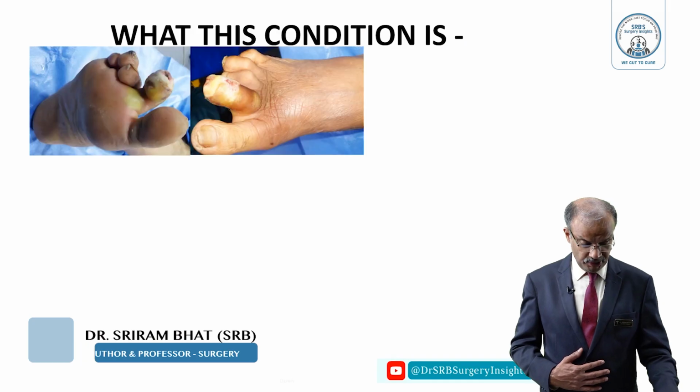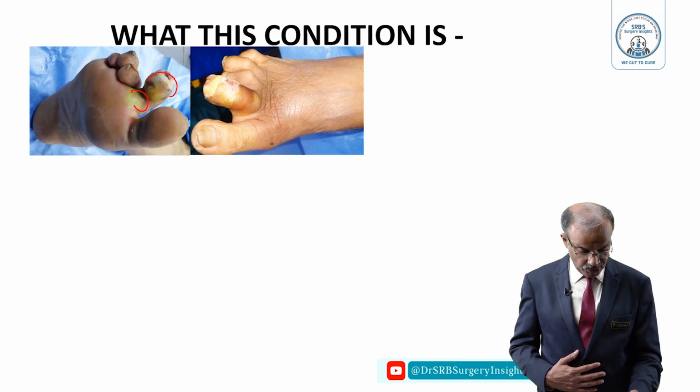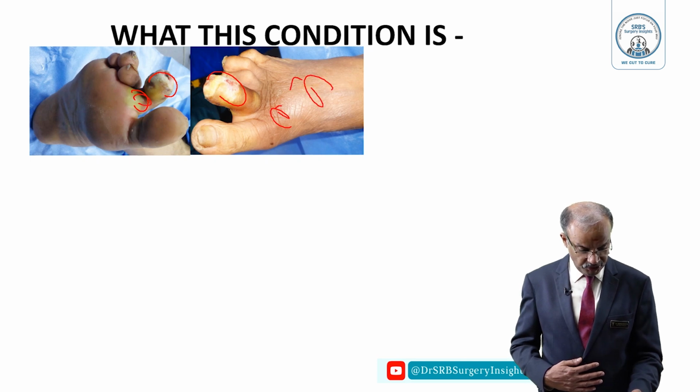Dear students, we'll discuss a topic which is very common, especially in the limb. What is this condition? Look at this. See that there is an abscess. This toe is not good. It's ischemic here. There is inflammation here. Redness is there. See that pus is here. This toe is also a little crumpled.